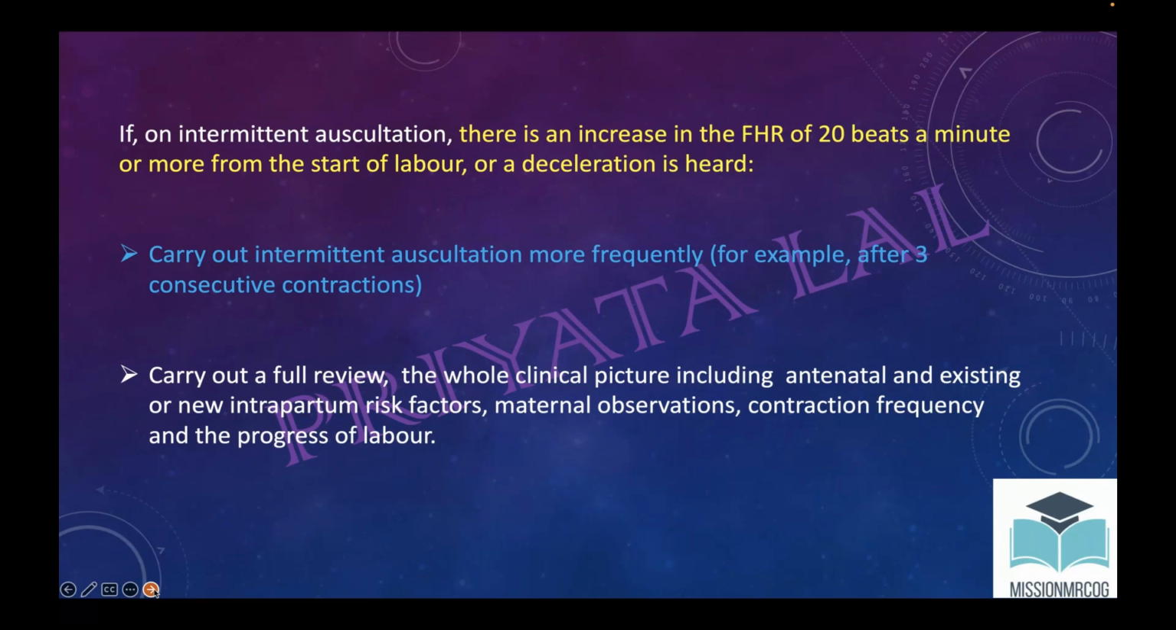Previously, what we read was that every 15 minutes we are doing fetal monitoring, but this is the scenario they have given. If you record an increase in fetal heart rate of more than 20, or you hear a deceleration, then please do intermittent auscultation more frequently, that is, every 3 contractions you have to auscultate. So this is a new change in the guideline. You should know it because you may get a question from here.